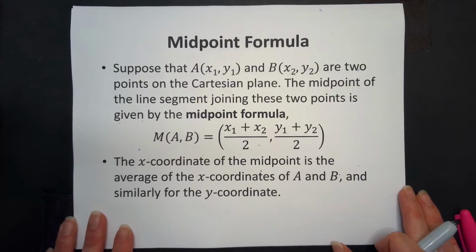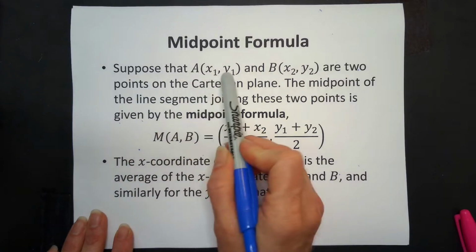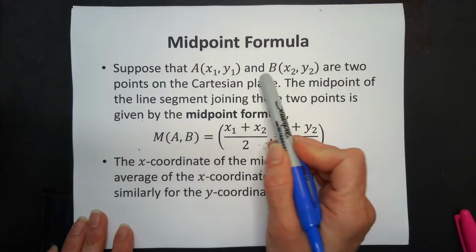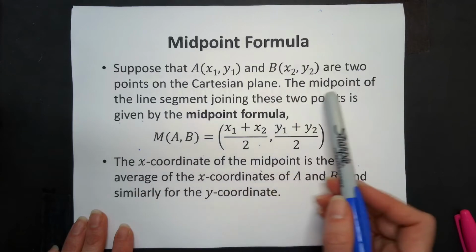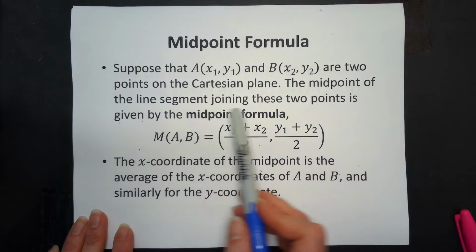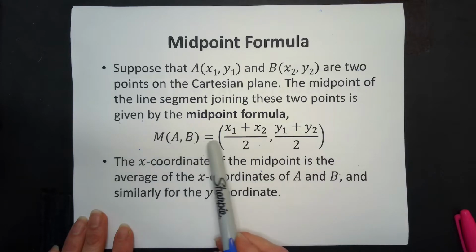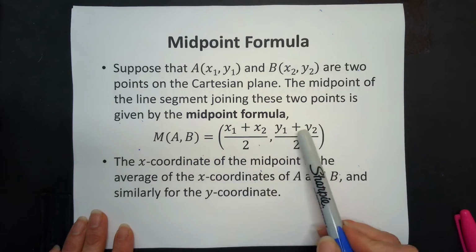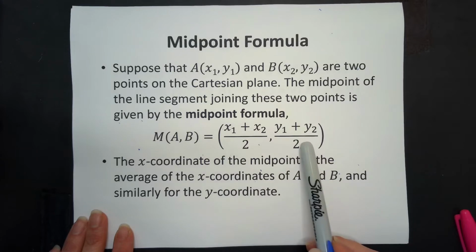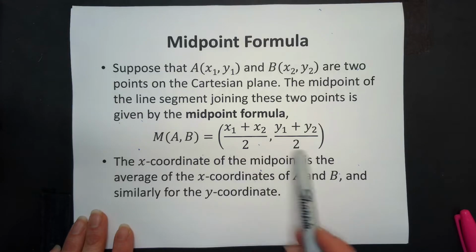The midpoint formula. Suppose that A is the point x1, y1, and B is the point x2, y2, and there are two points in the Cartesian plane. The midpoint of the line segment joining these two points is given by the midpoint formula, which is M of AB equals x1 plus x2 over 2, and y1 plus y2 over 2. This is going to be the x coordinate, this is going to be the y coordinate. Remember, the distance only gives you one number back out. The midpoint's still going to give you a coordinate back out.